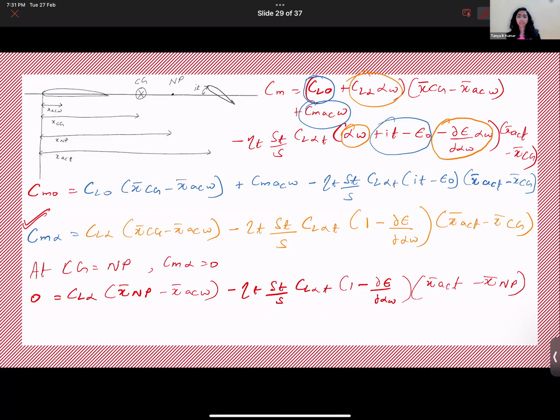Now just rearrange these quantities and what is the value? What is the equation for x bar np? Is equal to, just try doing it. Just rearrange the terms and just tell me what x bar np is equal to. Try doing it.